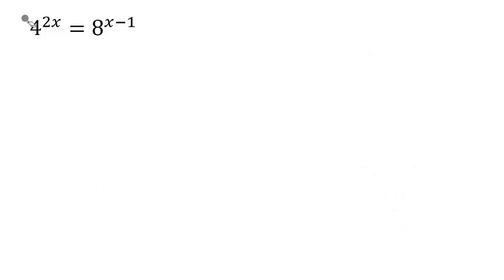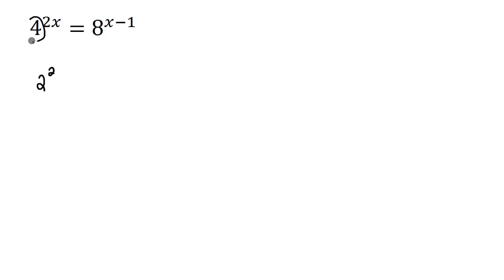Now with this problem we have a 4 as a base and 8 as a base. They're different obviously, so we can't set the exponents equal to each other. So let's try to come up with bases that are both prime numbers. We could change 4 right here. We could do 2 to the 2nd power, right? 2 squared is going to be 4.